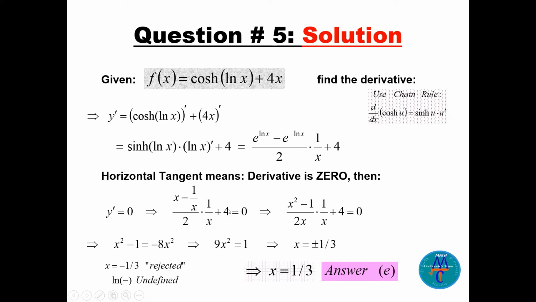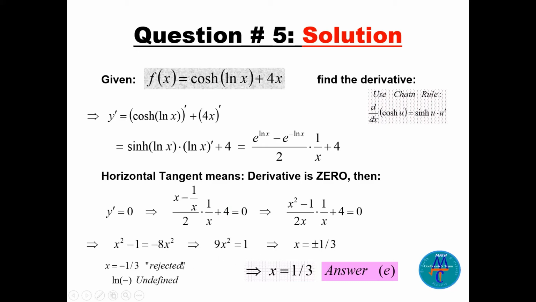Now this one we can combine here the fractions with LCD: x squared minus 1 divided by x, and there is 2, so it will be 2x there times 1 over x. Now x squared minus 1 times 1 will be x squared minus 1. 2x times x will be 2x squared. Take 4 to the other side, it becomes minus 4. Cross multiply, you get minus 8x squared. Now move all the x to one side, you get 9x squared is equal to 1. So x will be plus or minus 1/3.